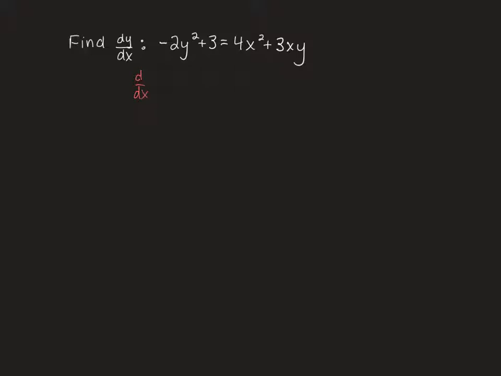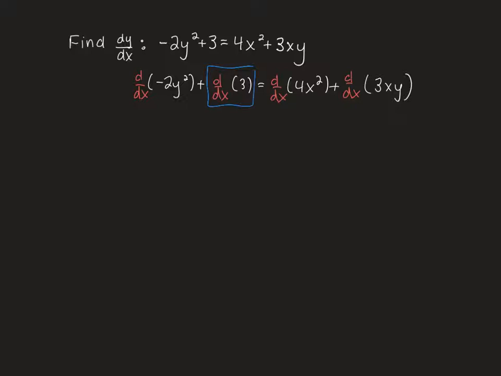So d/dx of negative 2y squared plus d/dx of 3 equals d/dx of 4x squared plus d/dx of 3xy. So I've got 4 derivatives to do. Some are easier than others. This one right here, where I'm just doing the derivative of a constant, is pretty easy. The derivative of a constant is 0, so that's just going to disappear.